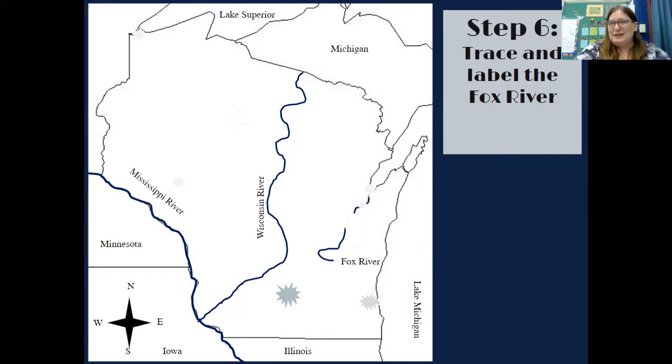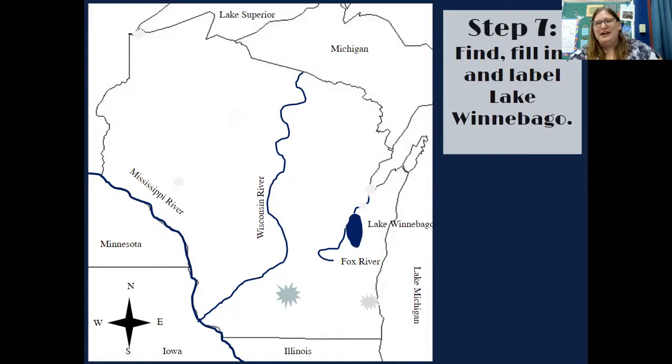All right, the next thing that we're going to label is the lake that we need to know the location of, and that is Lake Winnebago. Lake Winnebago is the largest lake in Wisconsin. It was actually made by glaciers. So what would happen is the ice from the glaciers would prevent water from flowing into the Bay of Green Bay, and it just formed this lake.